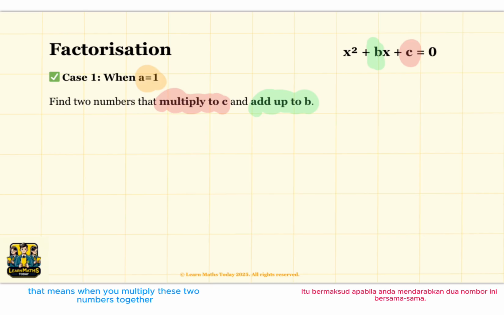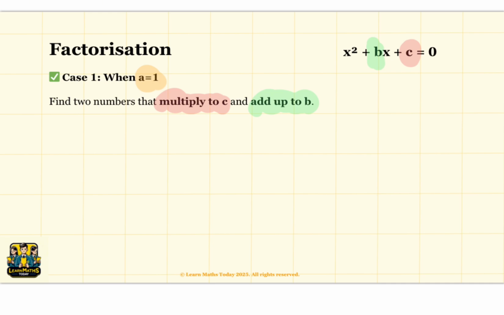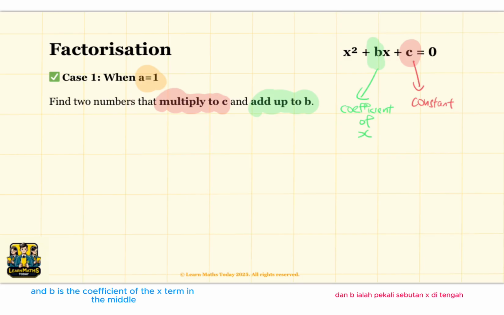That means when you multiply these 2 numbers together, they must equal c, and at the same time when you add them, they must equal b. c is the constant term at the end, and b is the coefficient of the x term in the middle.